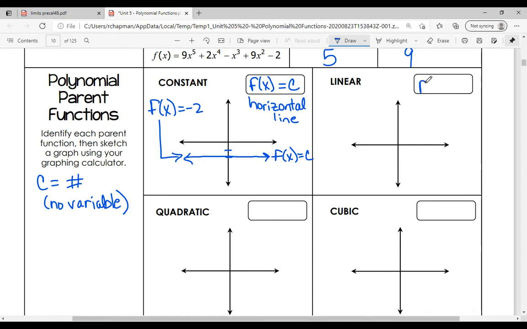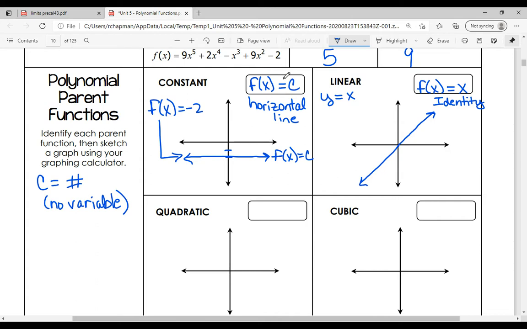Then you have your linear. We've done linear. F of x equals x. Now, very specifically, this is f of x equals x. This is what they call the identity line. What you would see it as is y equals x. That's what you're familiar with. Now, this particular line goes straight through the middle of first and third. That's what your identity line looks like.